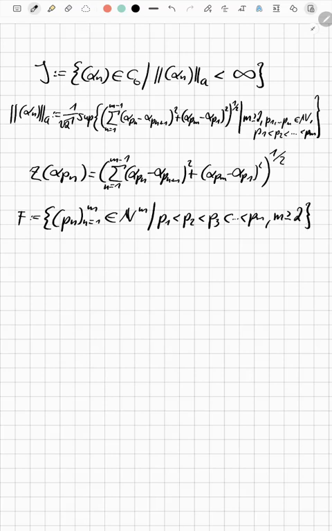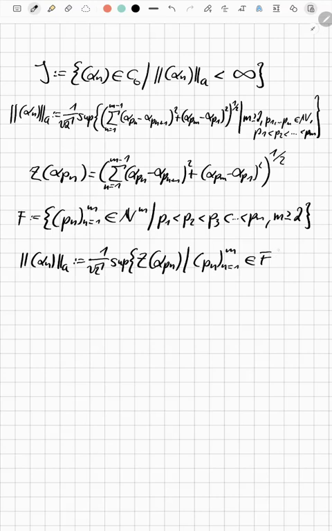Alright, and with this at our disposal, we can rewrite this norm. The norm of alpha n in the A norm is 1 over the square root of 2 times the supremum of the following set, the set of the Z of alpha pn, for which the pn's, where n goes from 1 to m, is an element of F. Okay, and now it doesn't look that much complicated anymore.